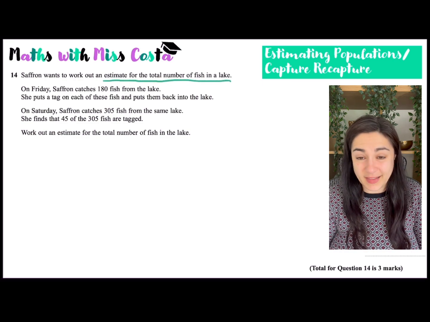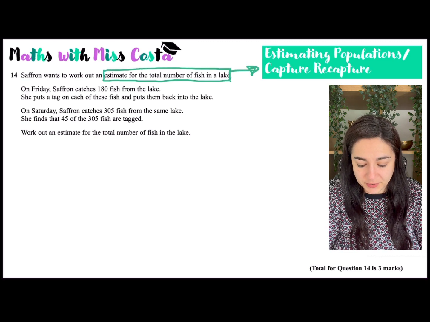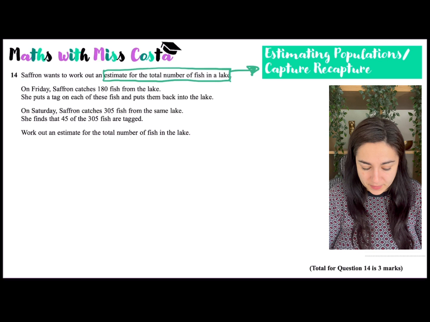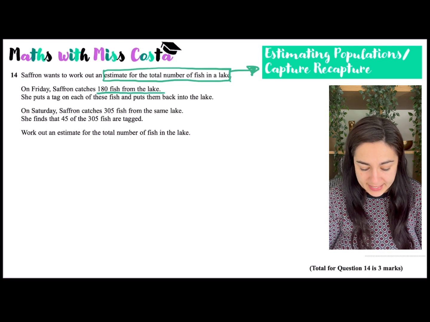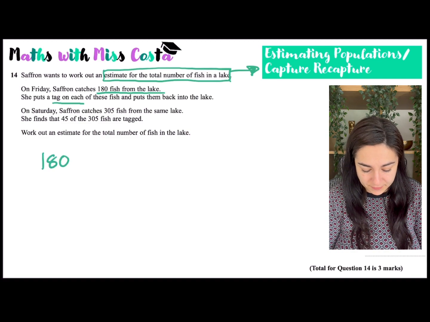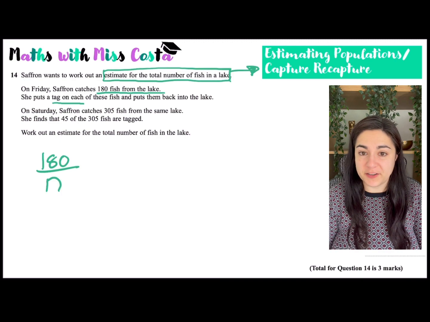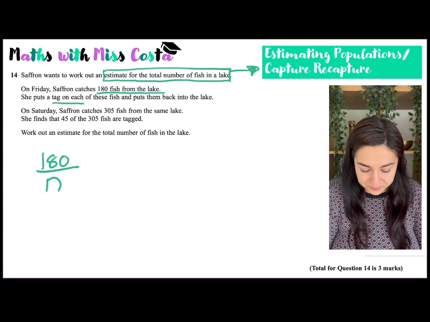So Saffron wants to work out an estimate for the total number of fish in a lake. And this is the key. This wording is key to the fact that it's going to be a capture-recapture question or estimating populations. Now on Friday, Saffron catches 180 fish from the lake. She puts a tag on each of these fish and puts them back into the lake. So she has caught 180 fish, and they are out of the total amount of fish, which we don't know. We can just call that N.